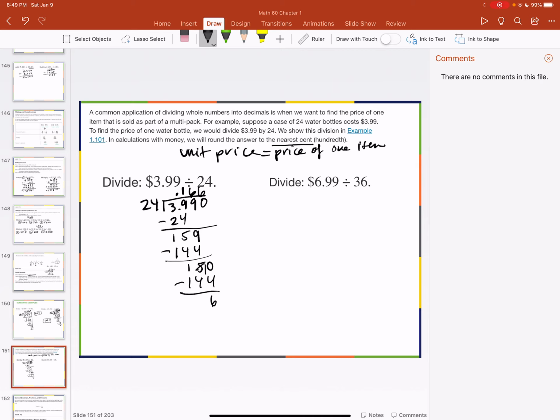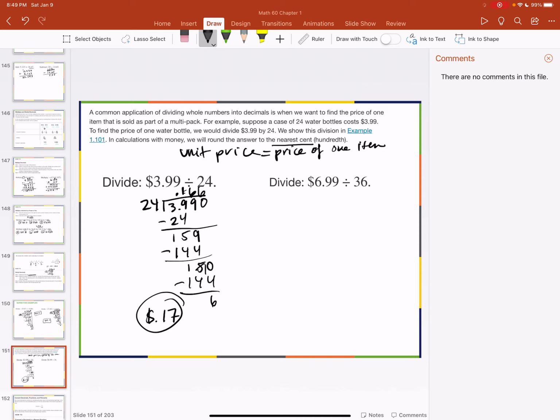Now, we don't need to go any further because we need to round to the hundredths place. So we're looking at this 6 here, and immediately to the right, we have another 6, so we round up. So this is going to be 17 cents. Okay, so let's go ahead and do the next one.